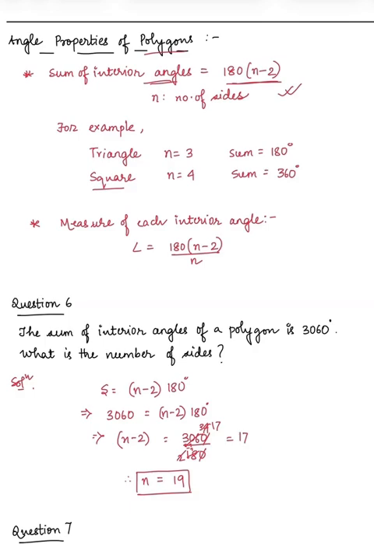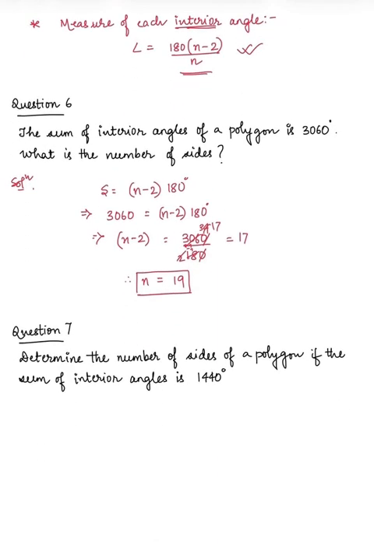Now let's check it. We know that for a triangle it's 180 degree. So if we put n as 3, then it is 180 into 1. So that gives us 180 degree. Similarly for a square we get 360 degree. And the measure of each interior angle is 180 into n minus 2 divided by n. It's important that you understand these formulas and remember them. It's very easy to solve the questions.